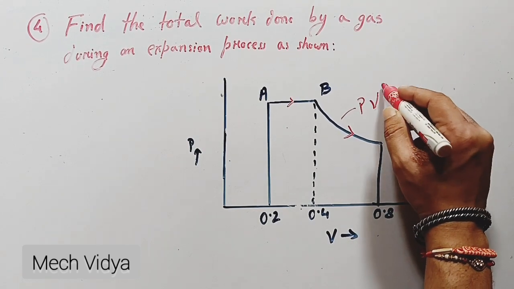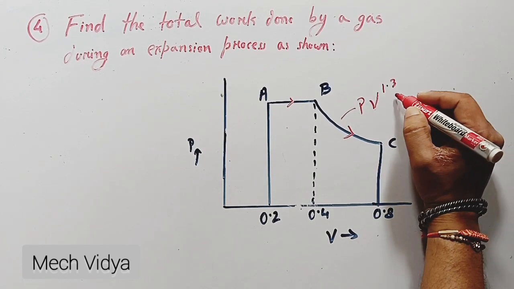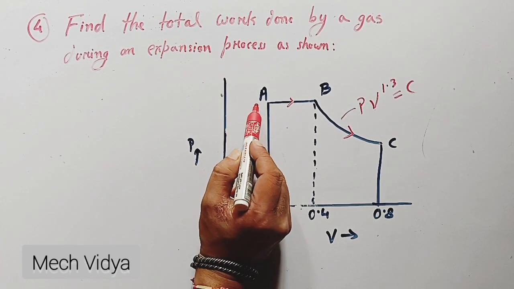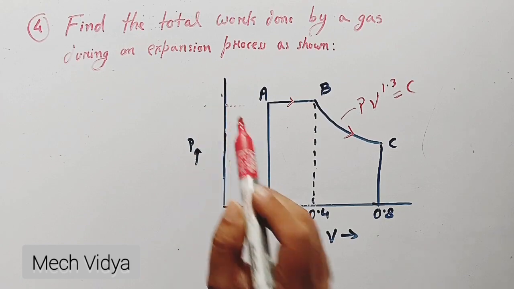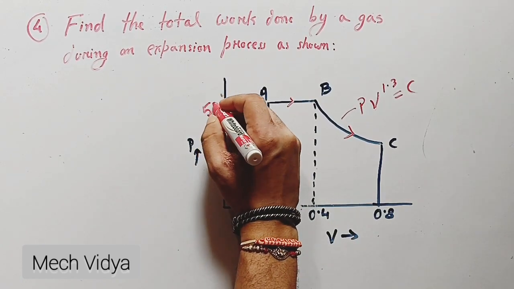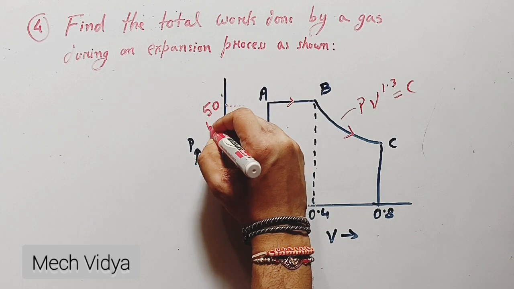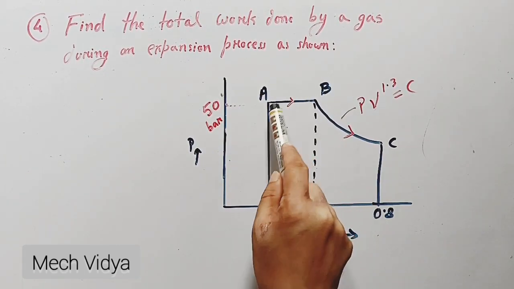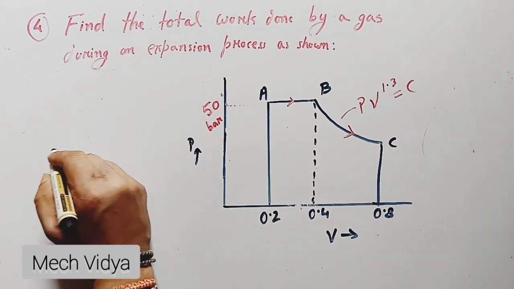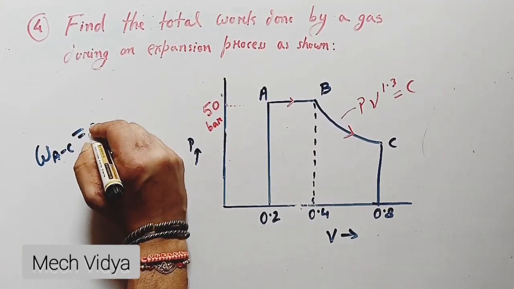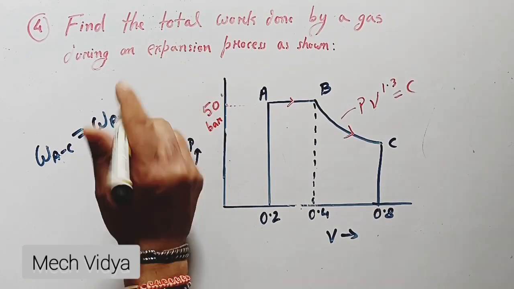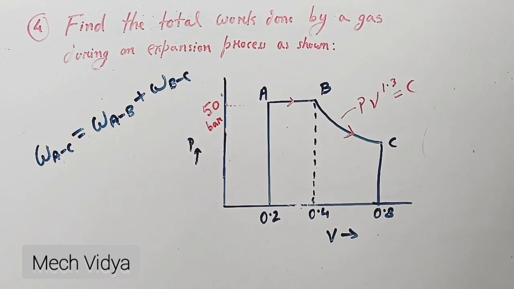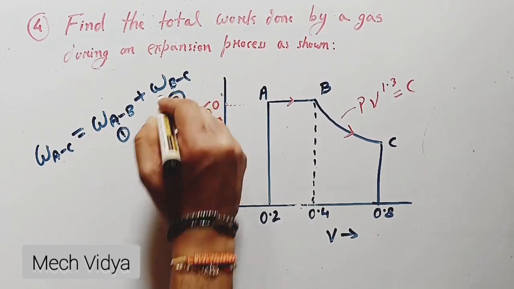And B to C, it is given in the question that it is a polytropic process where PV to the power 1.3 is equal to constant. Okay, and PA and PB are same. As you can see here, it is given as 50 bar. So now we have to find out the work done. So first, work done for the entire process A to C can be written as work done A to B plus work done B to C. Separately we will find out two work done.